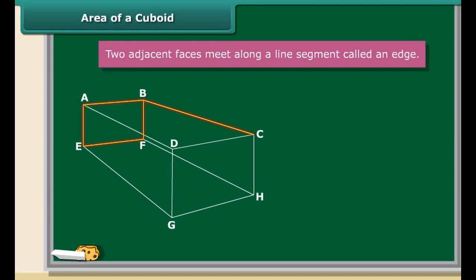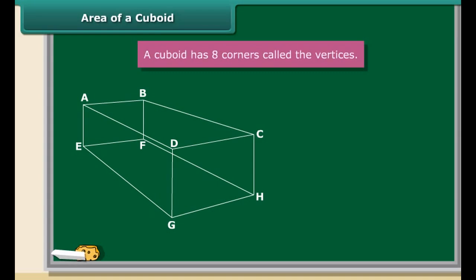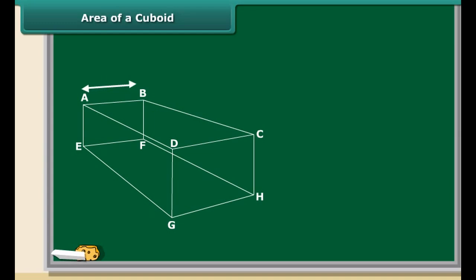Two adjacent faces that meet along a line segment is called an edge. It can be seen that a cuboid has 12 edges in all. A cuboid has 8 corners called the vertices. A, B, C, D, E, F, G, and H are the vertices of the cuboid. Let AB be L, AE be B, and AD be H.